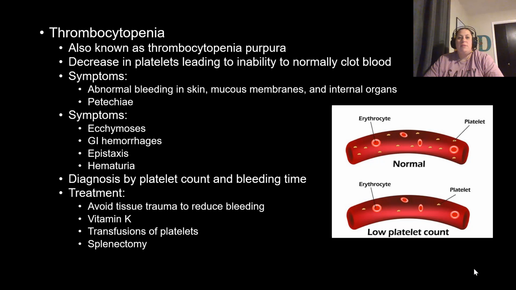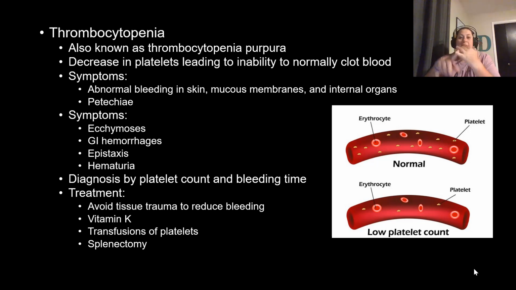We also see that there could be thrombocytopenia. Thrombocytopenia is also known as thrombocytopenic purpura. This is a decrease in platelets leading to an inability to normally clot blood. It's not necessarily a genetic or hereditary issue like we see with hemophilia. We see that the symptoms include abnormal bleeding that happens in the skin, mucous membrane, and internal organs, as well as petechiae, which is that little rupture, the hemorrhaging of the small blood vessels that looks kind of like a pinpoint rash. Symptoms can also include things like ecchymosis, so bruising, GI hemorrhaging, so they have bleeds in their GI tract, again, nosebleeds, and hematuria, which is blood in the urine.